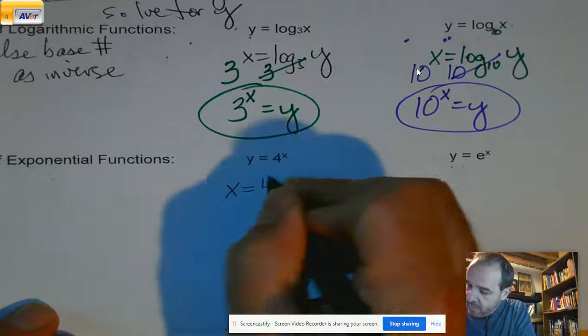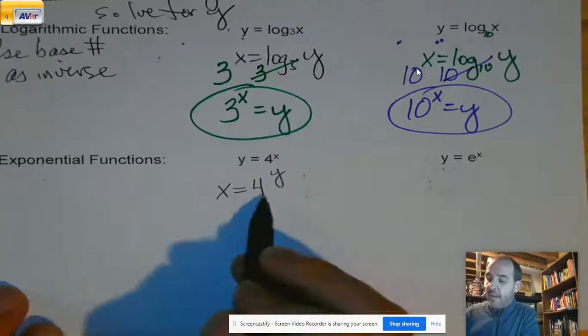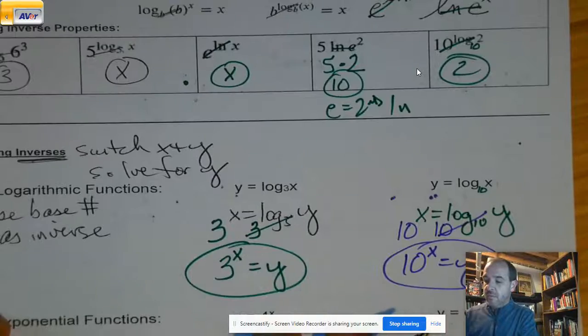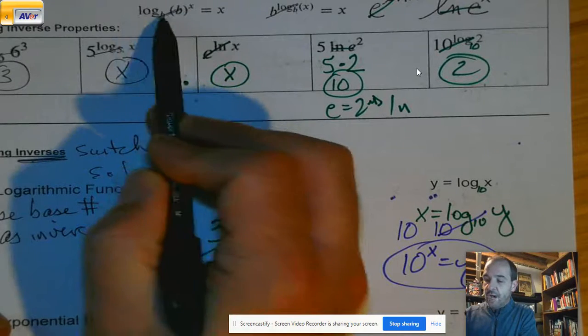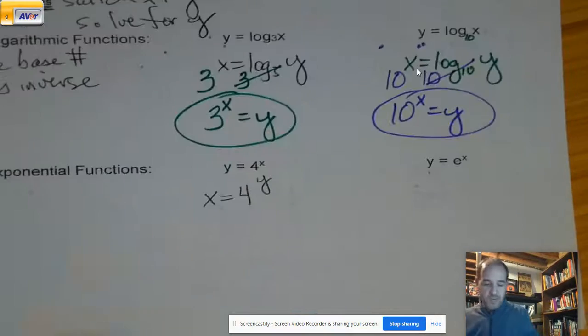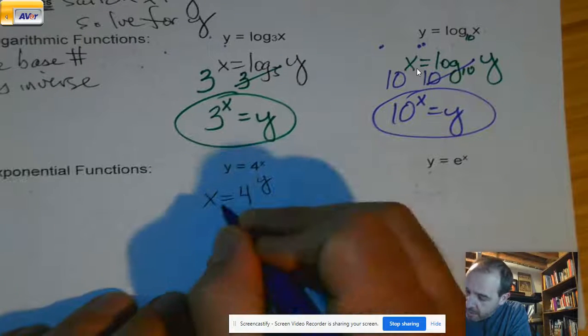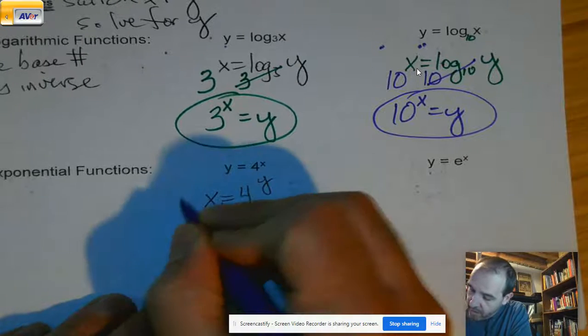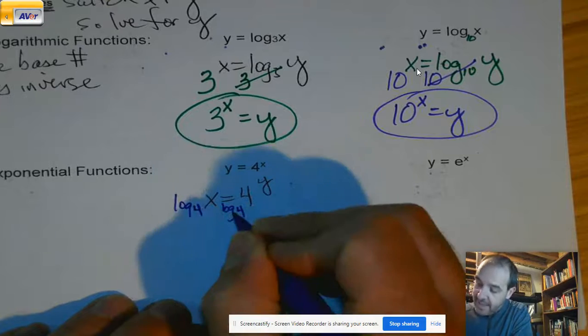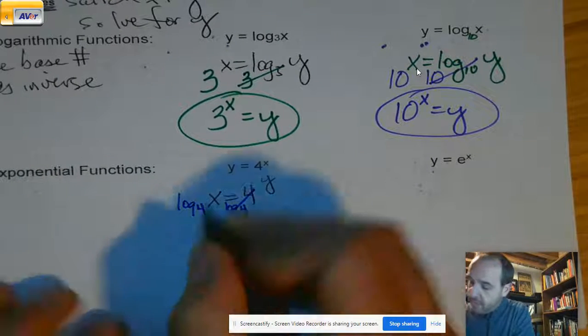And then with exponential functions, okay, let's see. X equals 4 to the y. How do I get rid of the 4? I use the log of that base. So here, I'm going to use log base 4. Got to do it to both sides. This is still algebra. Whatever we do to one side, we do to both.